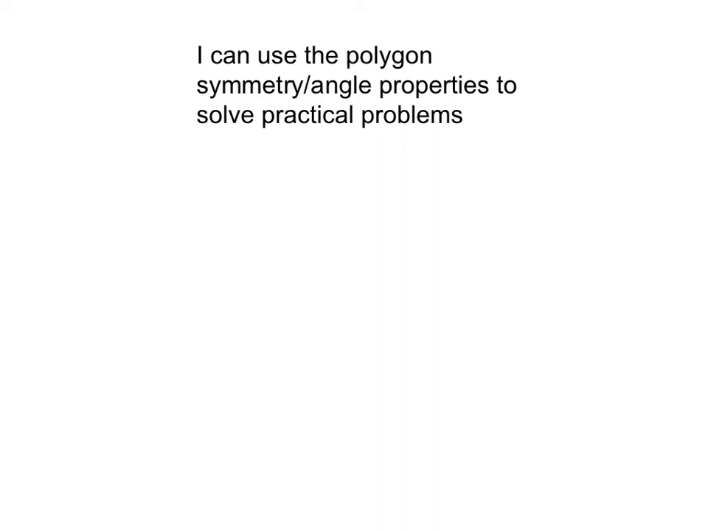This is a screencast on how to use polygon symmetry and angle properties to solve practical problems. So let's just stop for a moment and consider what this means. In a moment we're going to look at what a polygon is, but what we mean by symmetry and angle properties is that we use the existing angles of the shape to find, or calculate, the missing angle, and you'll see some examples.